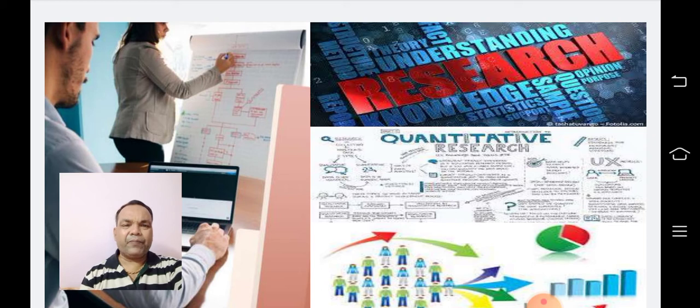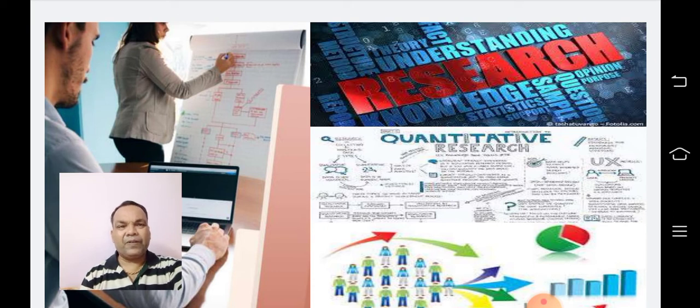Quantitative research is a specific type of research which aims at collecting and gathering quantifying data. And obviously, it is contrary to the qualitative research.